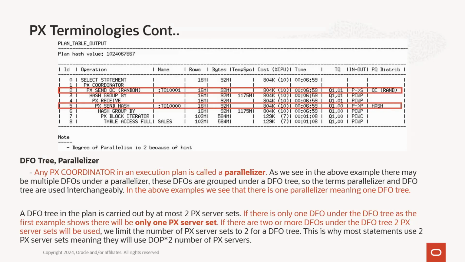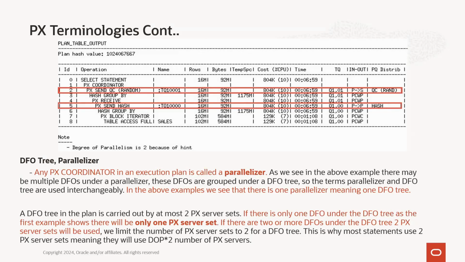The DFO tree in the plan is carried out by at most 2 PX server sets. If there is only one DFO under a DFO tree, as the first example shows, the PX coordinator was 1 and PX send QC was 1. So one DFO tree and one DFO.